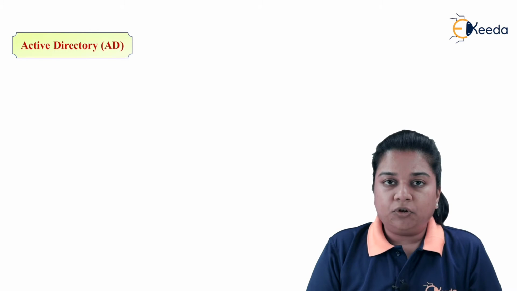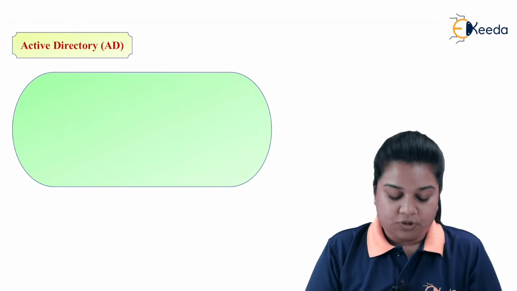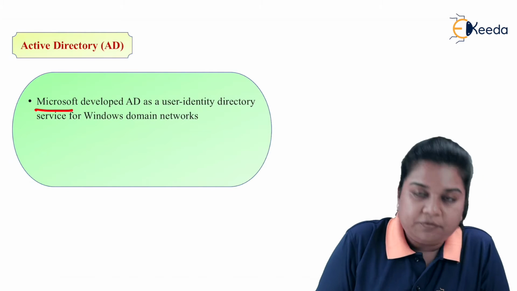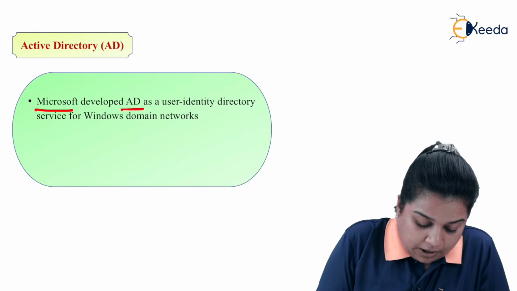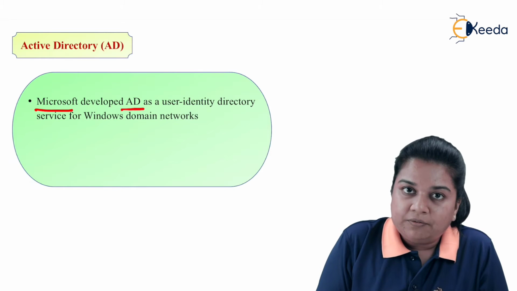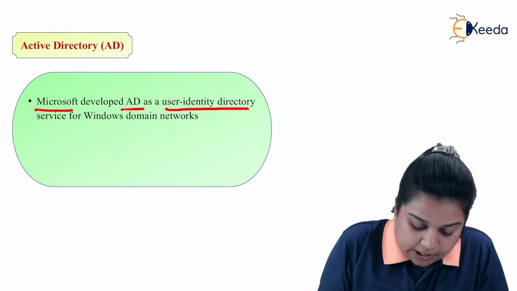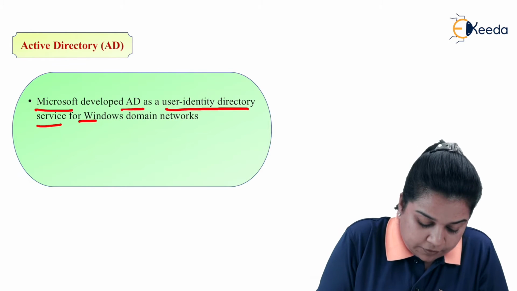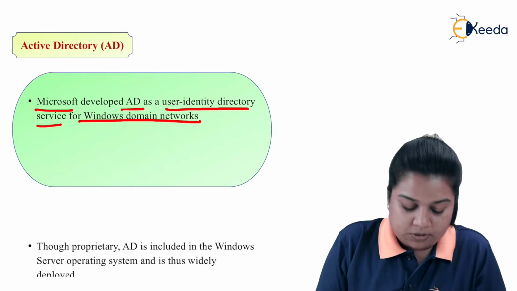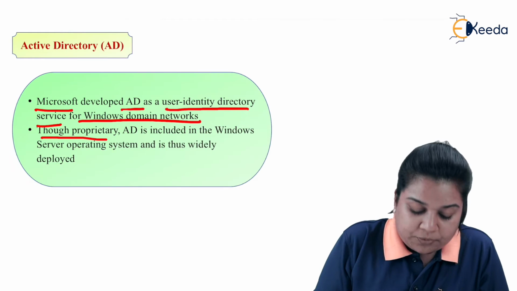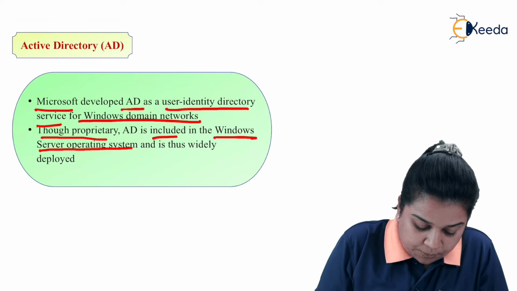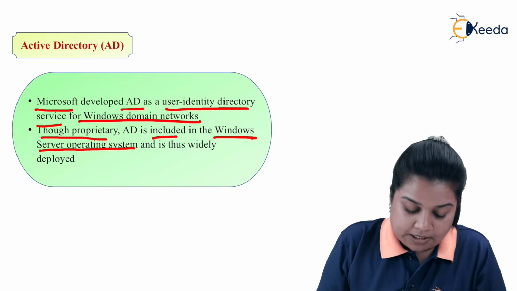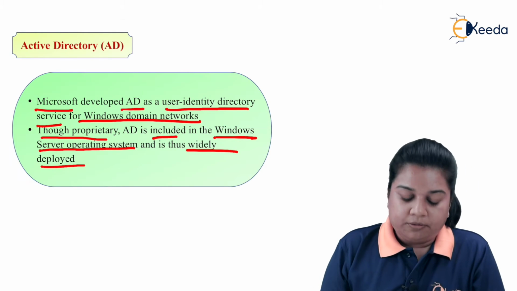Then, another attribute here for identity as a service is Active Directory. Active Directory was developed by Microsoft as a user identity directory service for Windows domain networks. Though proprietary, Active Directory is included in the Windows Server operating system and is thus widely deployed.